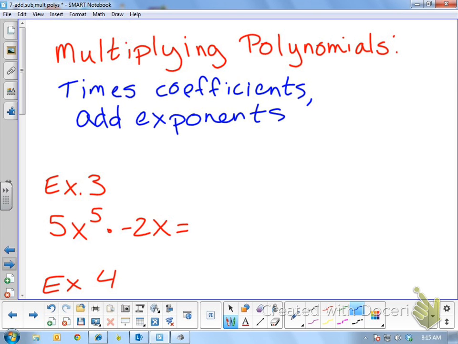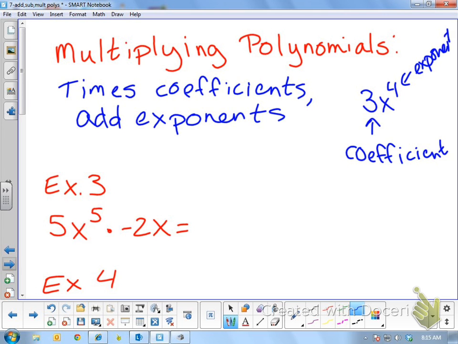So what do I mean by a coefficient? If I write a term up here, let's say I have 3x to the 4th. Which number is my coefficient? 3. The number out in front, the math term for it is coefficient. So that leaves 4 to be our exponent, which we've worked with recently when we did our exponent properties. So when we multiply coefficients together, add the exponents together.